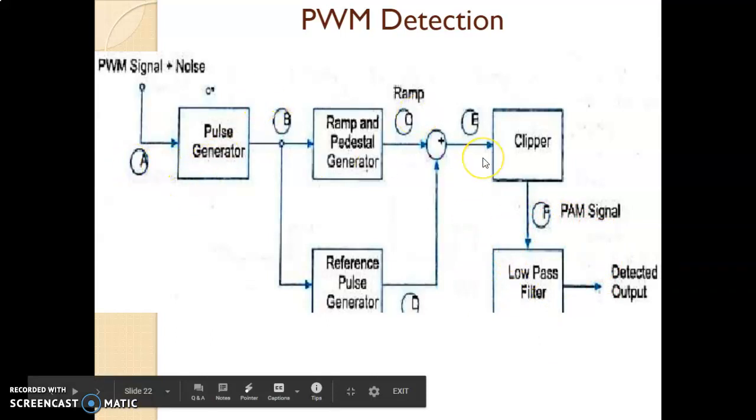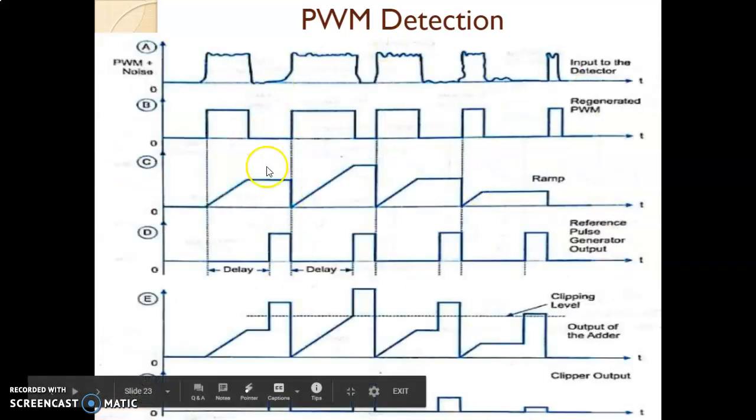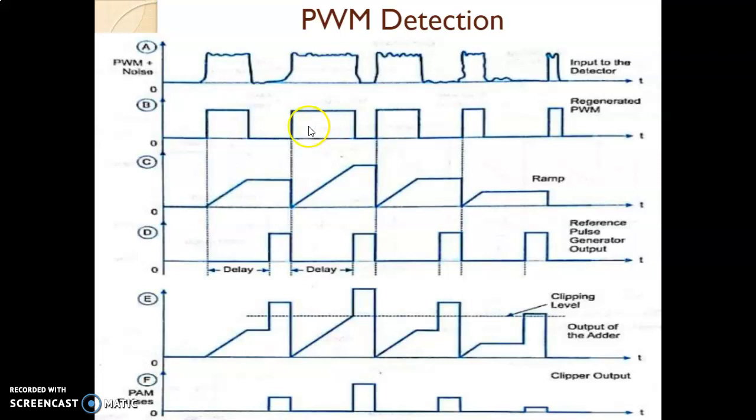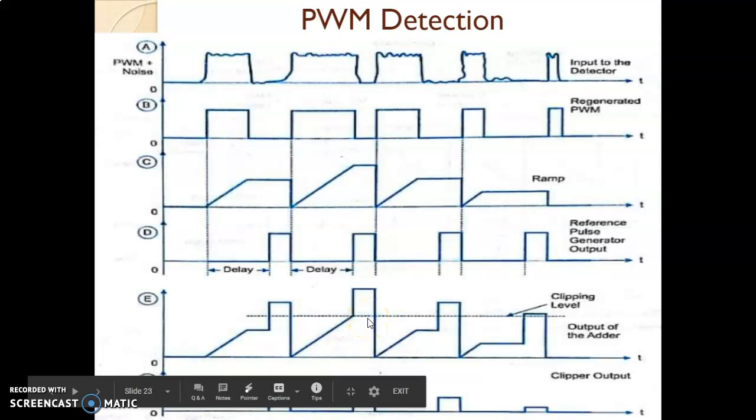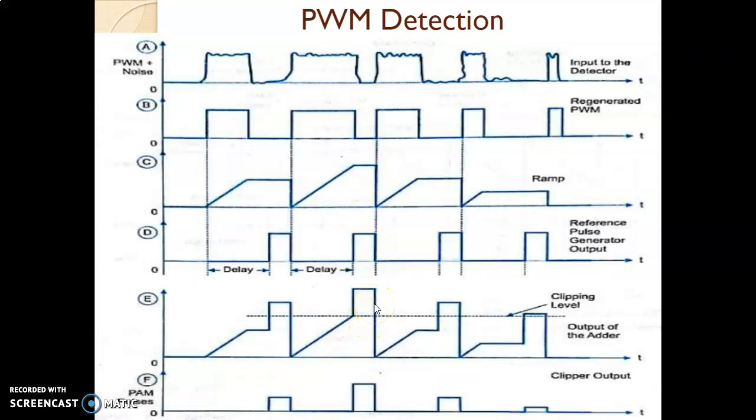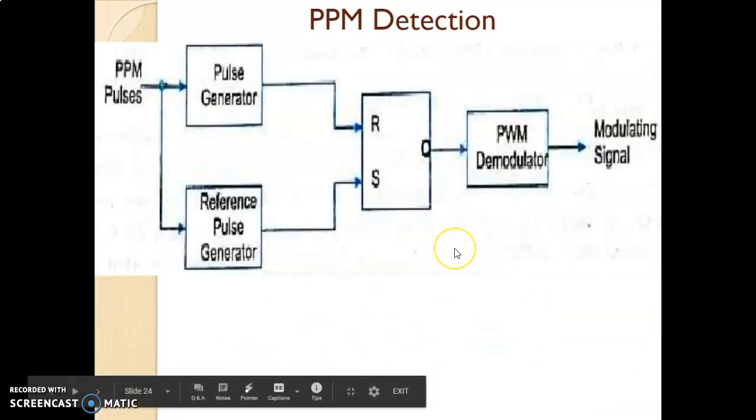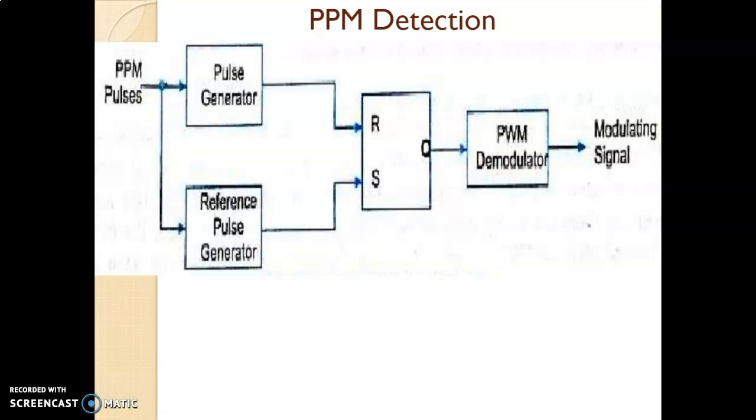Waveforms at all the points are drawn in this particular slide. The ramp wave generates rising pulses till the width of the pulse, and then both the signals are added and then clipped. So you get a PAM signal which can be demodulated using a low pass filter. So this is the PWM detection. Now for PPM detection, again the same process will be done. Only in PPM detection, we first convert the PPM signal to a PWM signal. Then the PWM signal is converted to a PAM signal, and then the PAM signal is detected by a low pass filter.